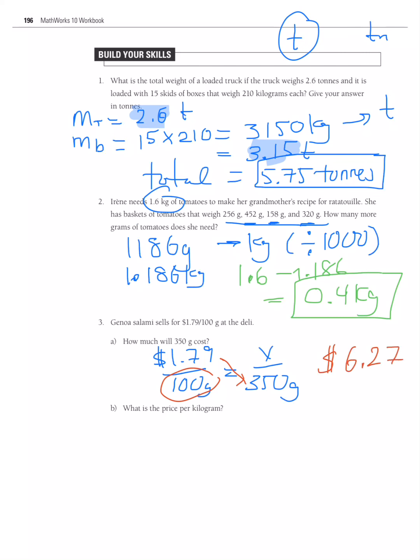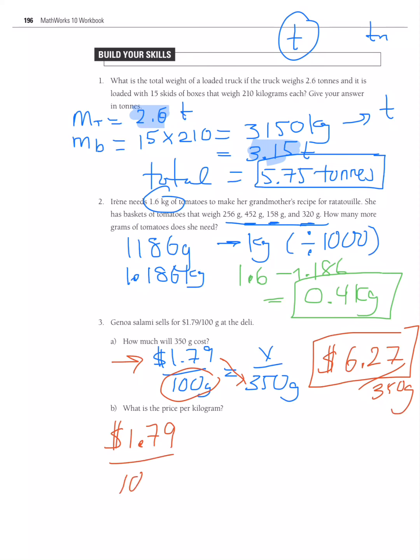627 for 350 grams. Now, does that make sense? If it's $1.79 for 100, we have about 3 times as many. Yeah, that seems reasonable. Okay, and now this is for 350. And then the next part says, what is the price per kilogram?